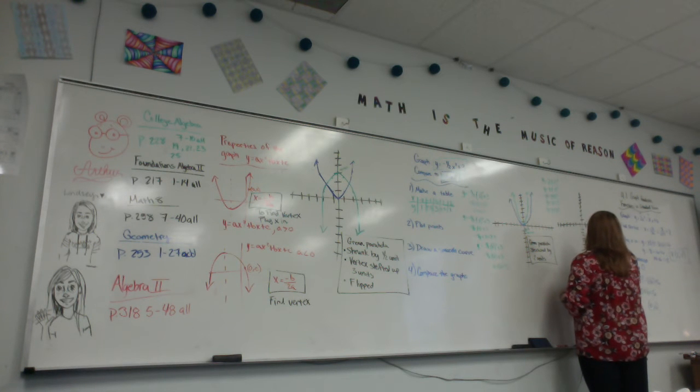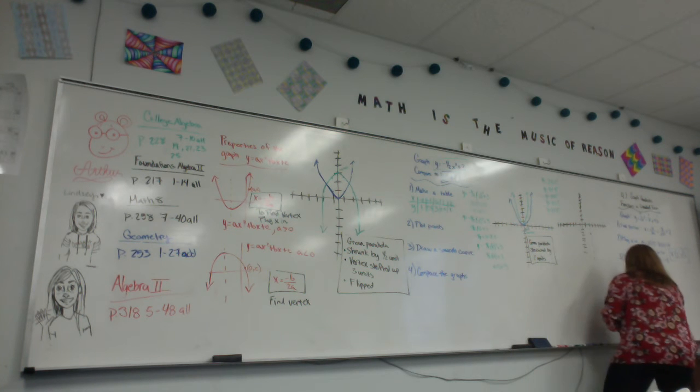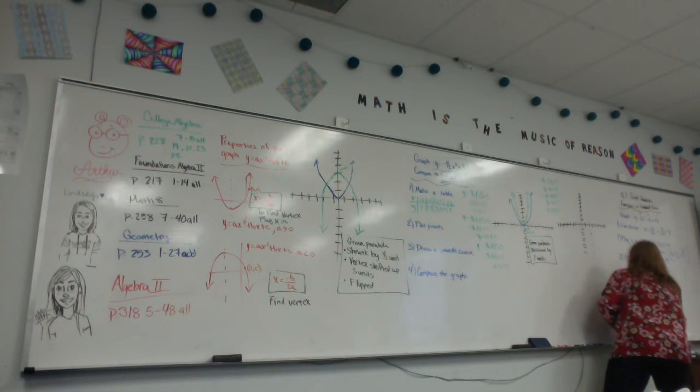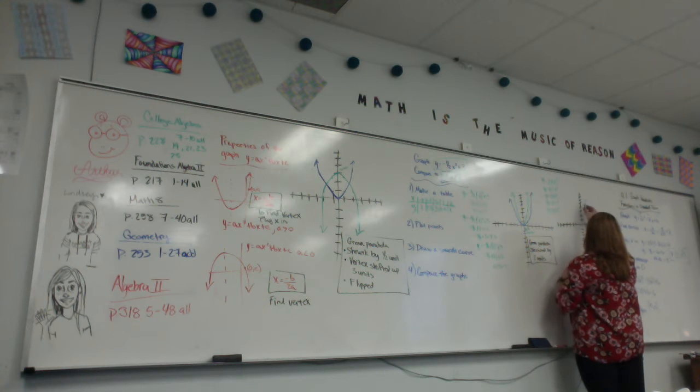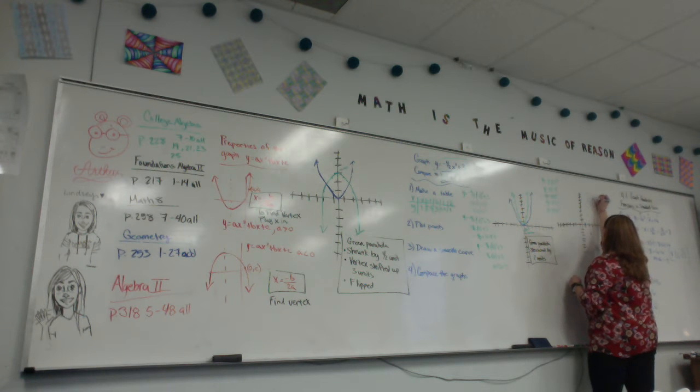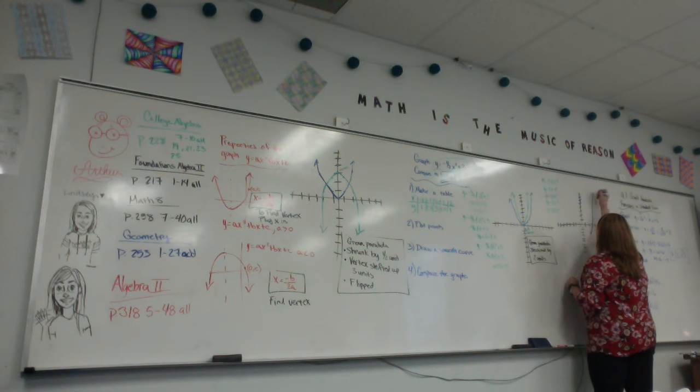What am I going to do with that point? Reflect it. Good. So I reflect it. It is 1, 2 units away, 1, 2 units. So I reflect over here. And then you draw your parabola.